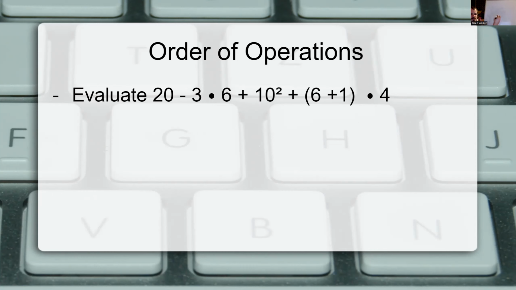All right, so we should have 20 minus 3 times 6 plus 10 squared plus 6 plus 1 plus 4. Am I going off the screen with that? Looks like I'm just about to. Okay, so let's stop sharing.